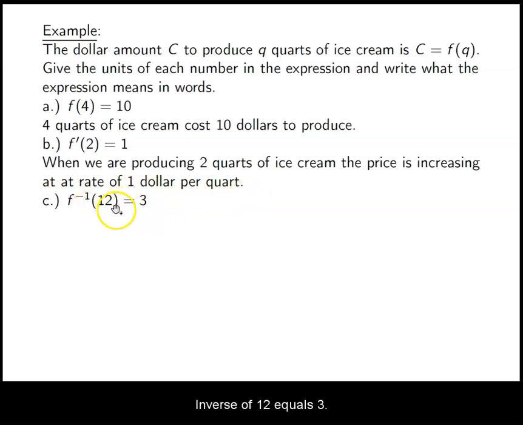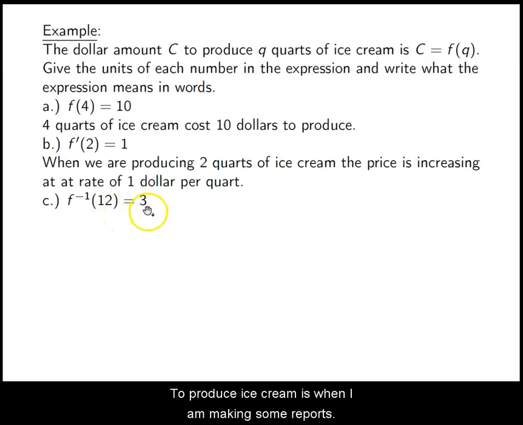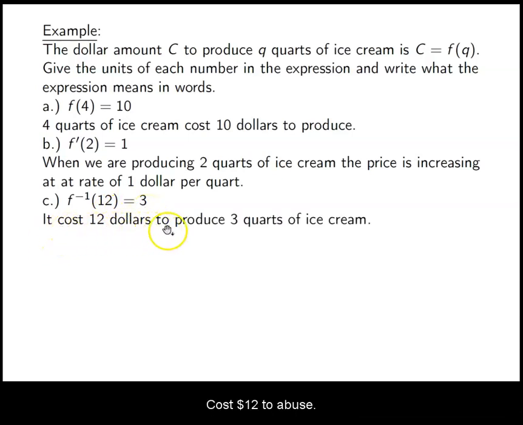F inverse of 12 equals 3. Remember, inverse means that I'm plugging in cost, and then what I'm getting out is quarts. So the inverse function is basically telling me that when it costs $12 to produce ice cream is when I am making 3 quarts, right? It costs $12 to produce 3 quarts of ice cream.